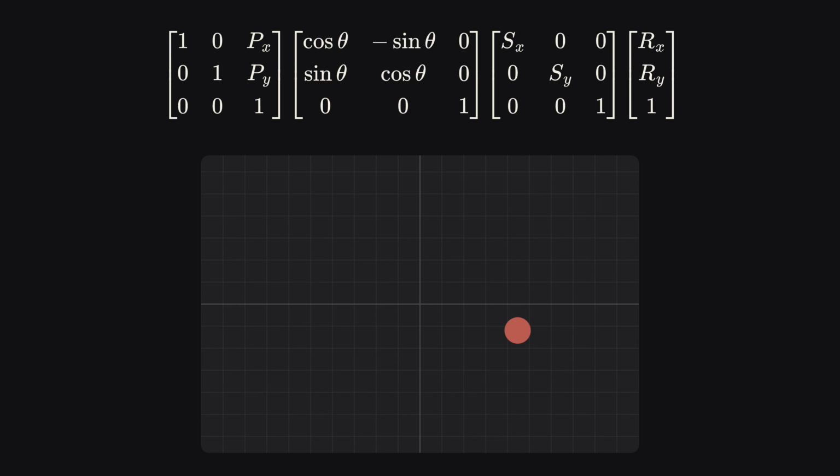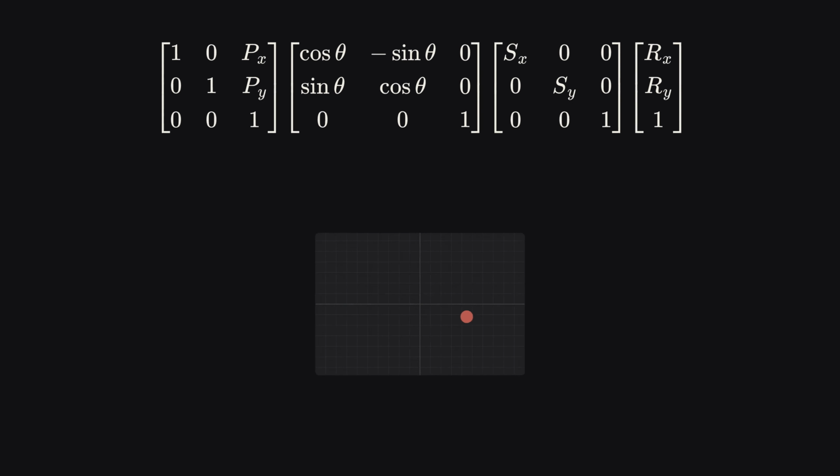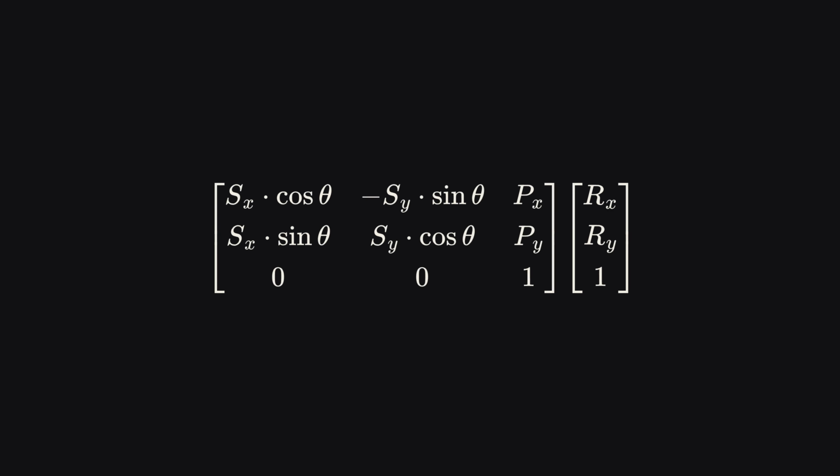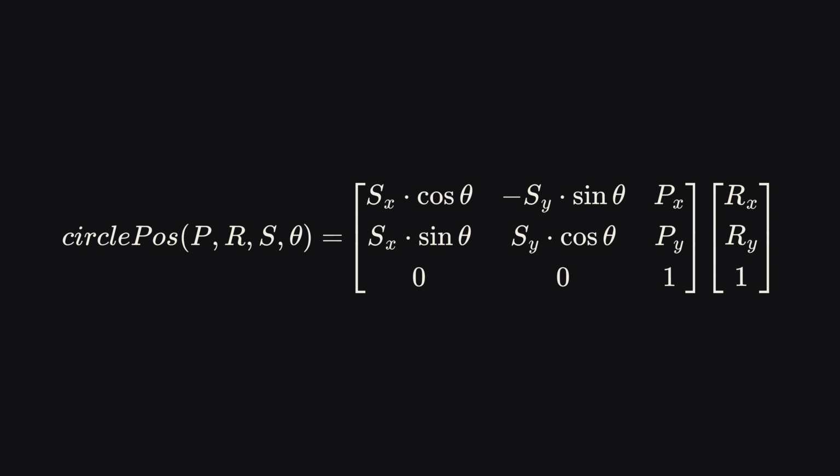This is also a nice example that illustrates why matrix multiplication is not commutative. We just saw that the order in which we apply the transformations matters. We can then multiply our three transformation matrices together to end up with our final transformation matrix. All that's left to do is to update our formula to also take the rectangle's rotation as a parameter.